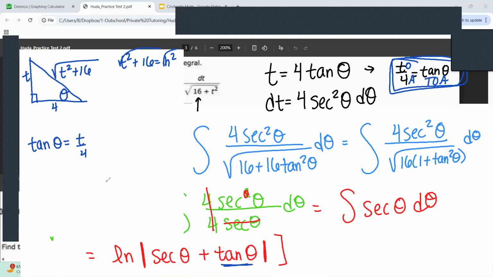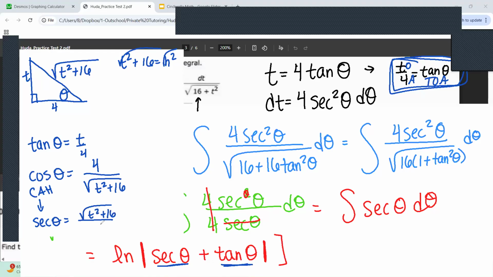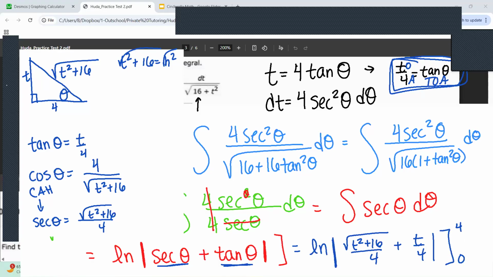So we need tan theta, we've got it. We also need secant theta. Well, secant's the flip of cos. So if we get cos, which is ka, then we'll just flip it to get secant. So ka adjacent is 4 and hypotenuse is root t squared plus 16. So just flip that one. Okay, so we have natural log absolute value secant, which we just got, is root t squared plus 16 over 4 plus tangent, which is t over 4. And now we can go from 0 to 4 because we put it back into t. Okay, again, I'm going to have to white out.